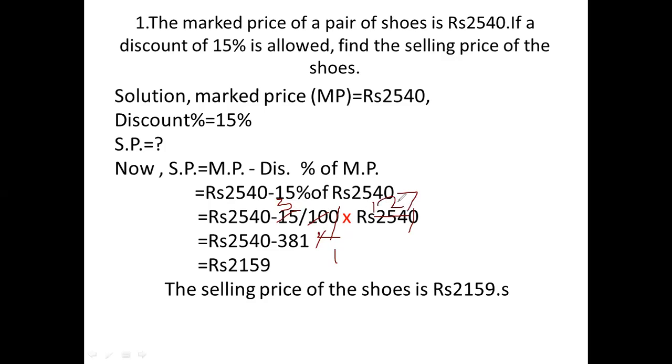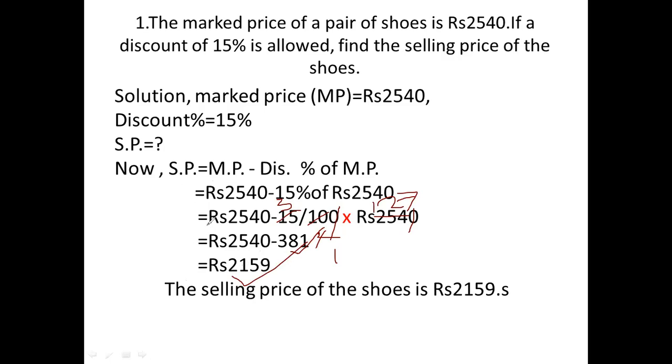2 7s are 14. When you multiply 127 into 3, you will get 381. And if you subtract it from 2,540, then you will get 2,159. 2,159 is the selling price of the shoes. Similarly, you will find out question number 2.